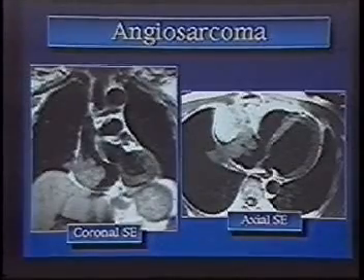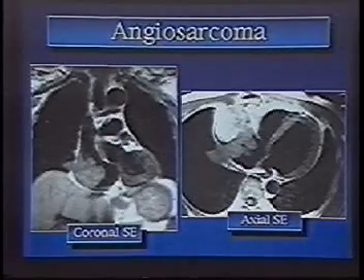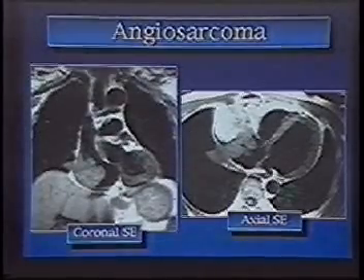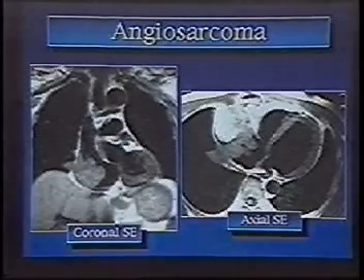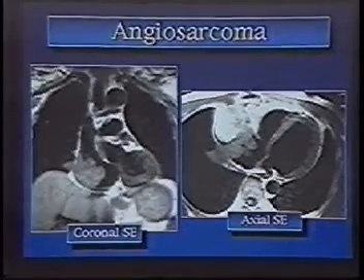Wide point of attachment here, extension outside of the heart. Look there, it's extending through the wall of the heart. It's irregularly marginated, it's lobulated here. This is an angiosarcoma. That's the most common malignant primary tumor.